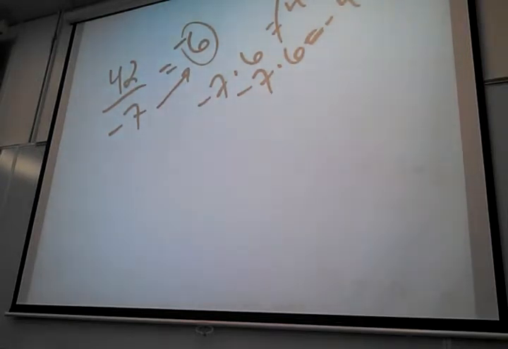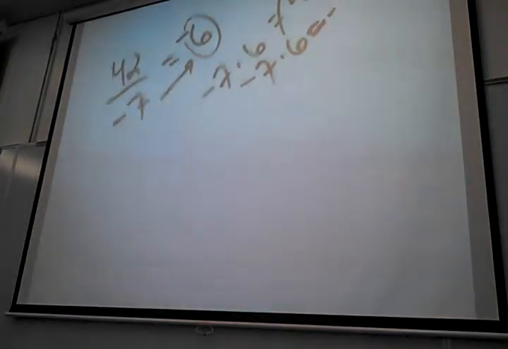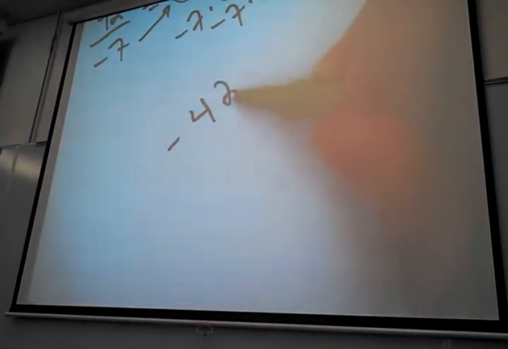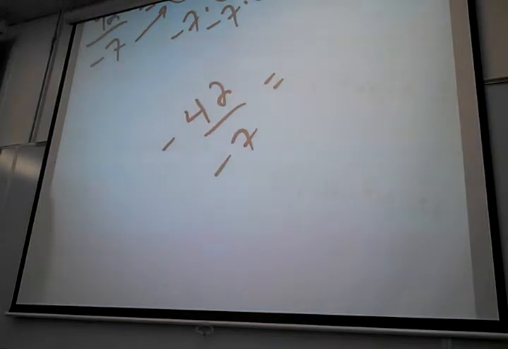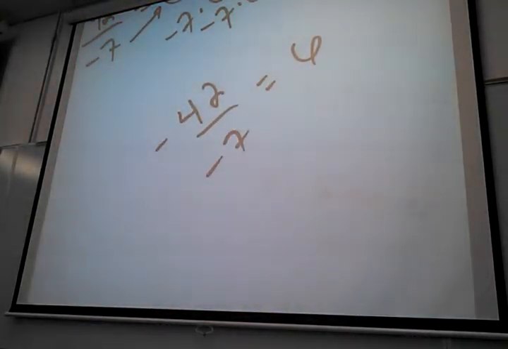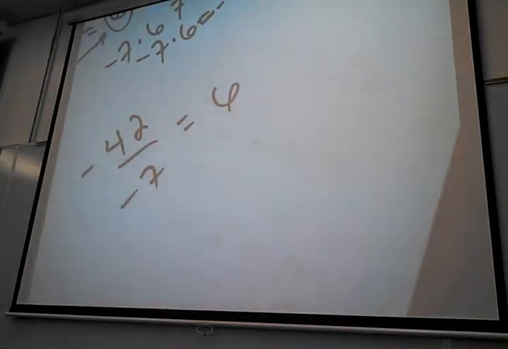Careful now, you're mixing up the addition and subtraction rules with multiplication and division. These two operations, these rules. So say I had negative 42 divided by negative 7, what's that? Positive 6, because the two negatives cancel. Okay, I see what you're saying. Okay, you're fine.